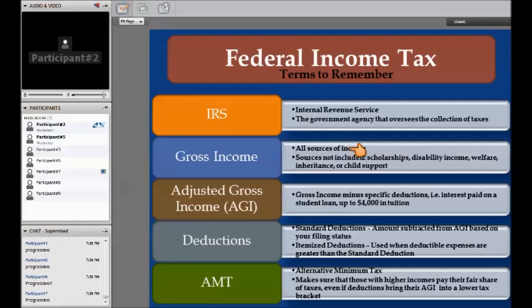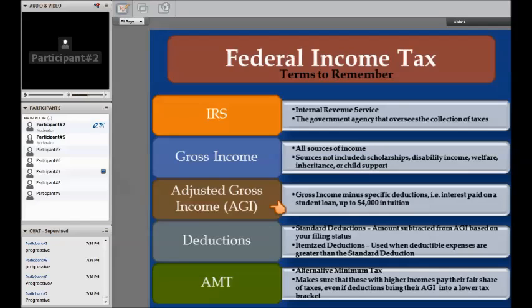Gross income. Your gross income, think of gross as being big. Okay, so that's going to be all sources of income. All sources of income except scholarships, disability income, welfare, inheritance, or child support. So any other type of income besides these will be in your gross income. If you have 2 jobs, your gross income includes both of those pays.